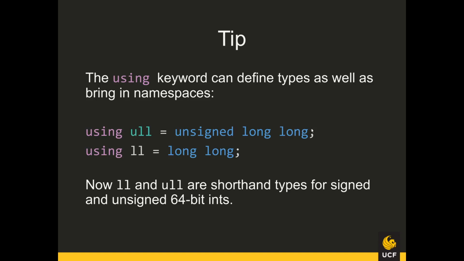So a tip: unsigned long long is a lot to type, as is long long. I mentioned earlier that the using keyword has a couple of uses. This is the other use, and that is to create aliases for types. So if you do using and then some type name you want to create equals some existing type, then this becomes an alias for this type. So after we do this, then anywhere you want this type, you can just say ULL or LL, and this can actually save you a ton of typing.